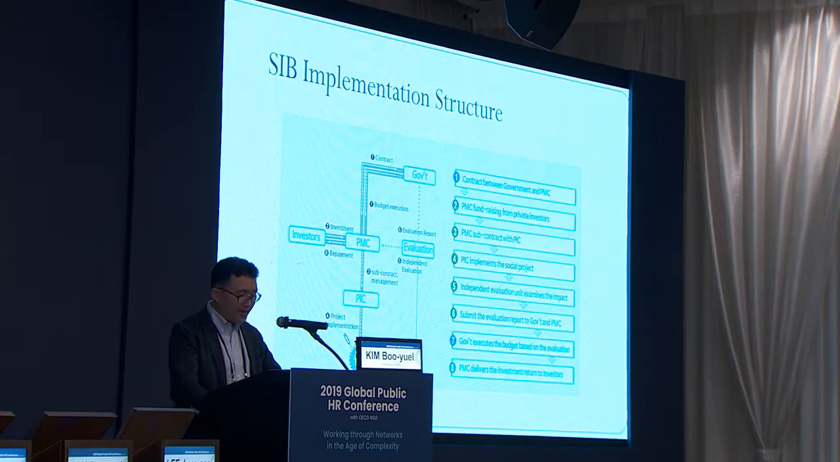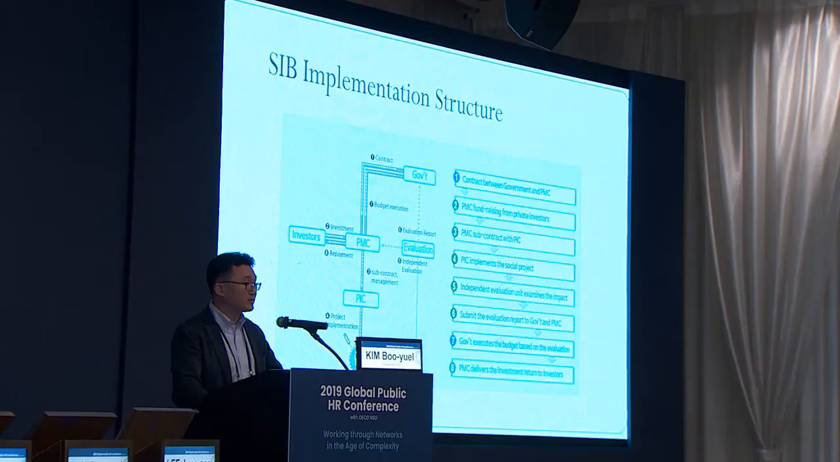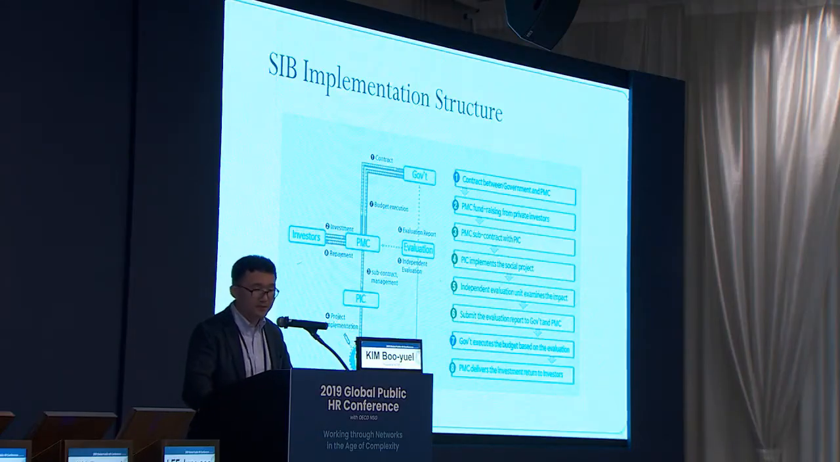And 5, after providing the social program, the independent evaluation unit evaluates the impact of the program. And 6, the independent evaluation unit submits the evaluation report to the government as well as the intermediary PMC. The government executes the budget based on the evaluation. Only if the evaluation meets the criteria and the target does the government execute the budget. And finally, the intermediary PMC delivers the investment return to the investor. That's the basic structure of a social impact bond.